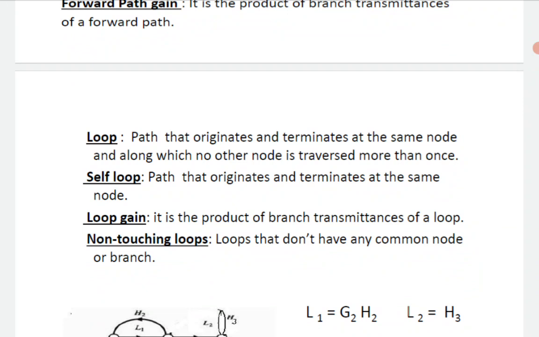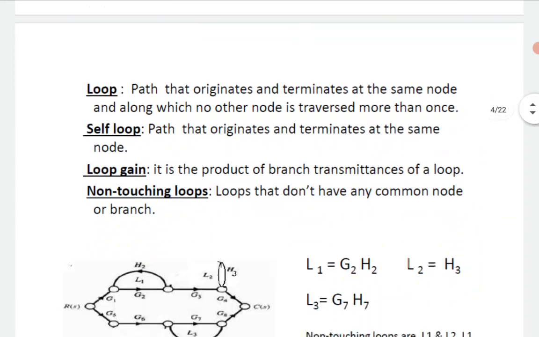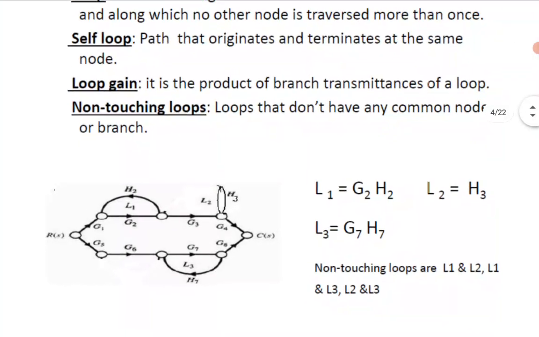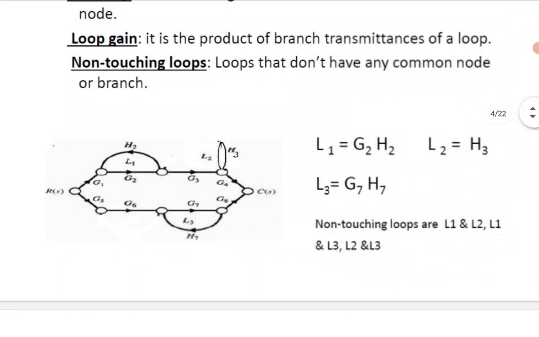Self loop: a path that originates and terminates at the same node. Obviously, loop gain, just now I told you, is the product of branch transmittances of a loop. Non-touching loops: obviously there should not be any common node between the two loops. That's why it is known as non-touching loops. And if we consider this diagram, those things will be very prominent to you.